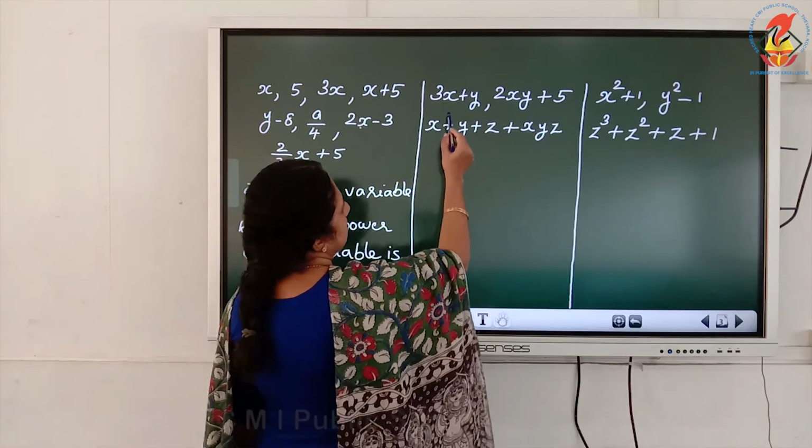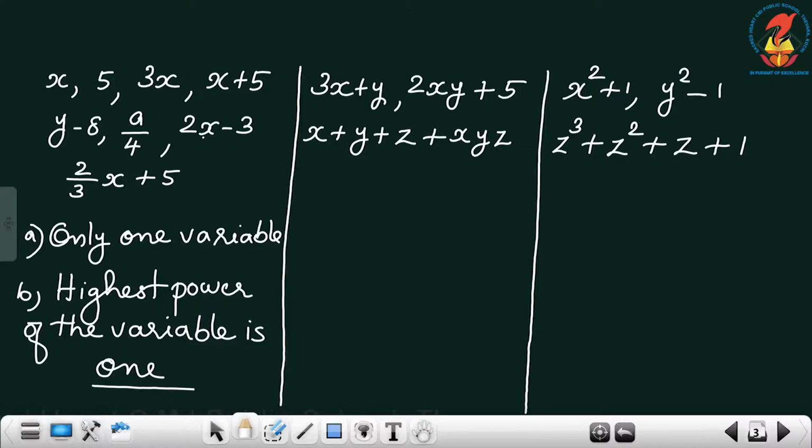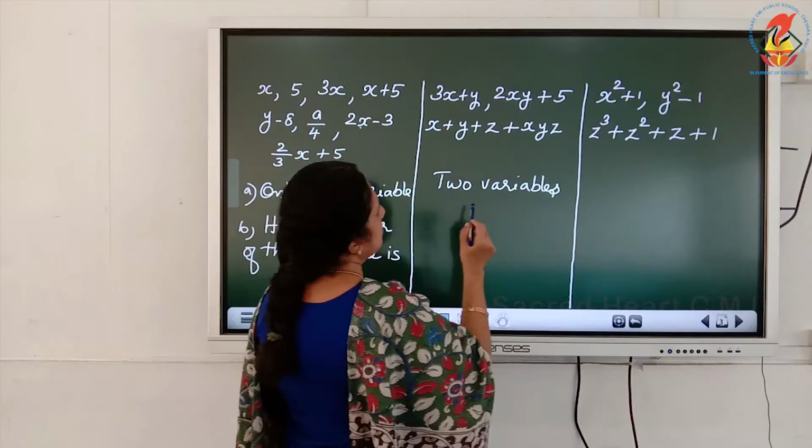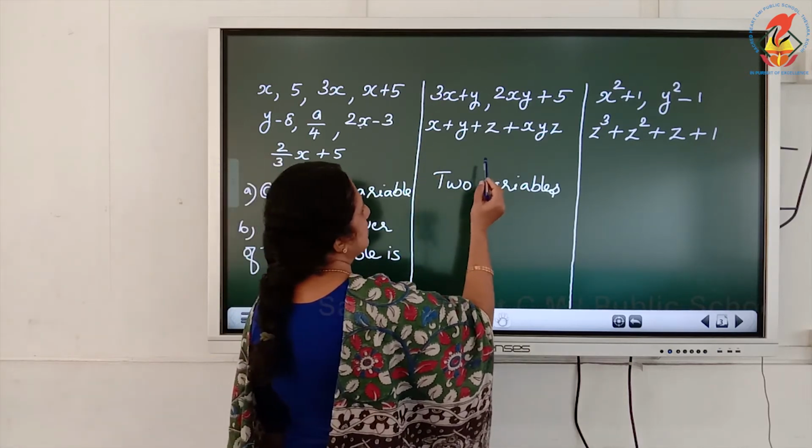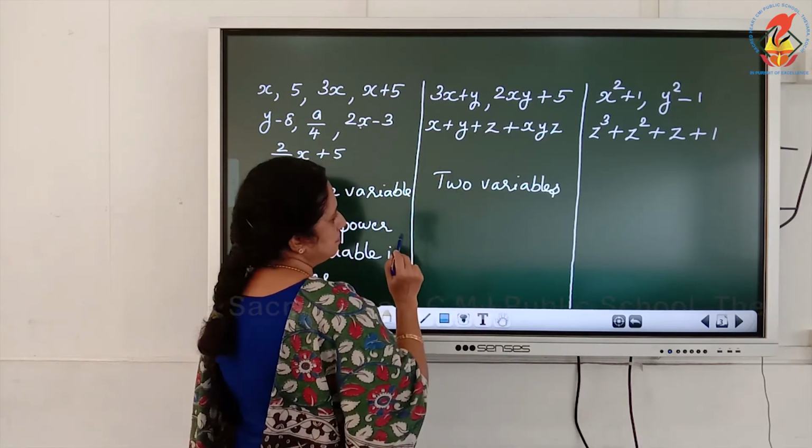Now look at the second set. 3x plus y. How many variables are there? 2 variables. 2xy plus 5. How many variables are there? 2 variables, x and y. x plus y plus z plus xyz. How many variables are there? Here you can see the variables. But what about the power of the variables here? The power of the variables is 1 each.